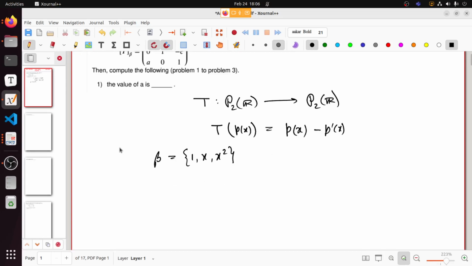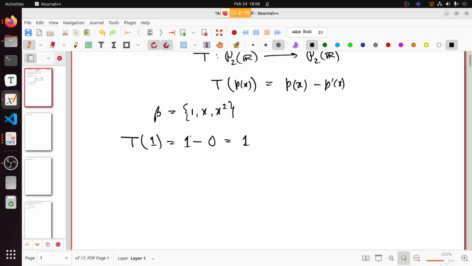So how to find the matrix of T? Just see what will be the image of T under 1, x and x squared and write it down column-wise. So T of 1, what will it be? It will be 1 minus P'(x), which is 0, right? So it's 1. Now T of x, what will it be? T of x will be x minus the derivative of x, which is 1, right? So x minus 1. T of x squared is x squared minus the derivative of x squared, which is 2x.